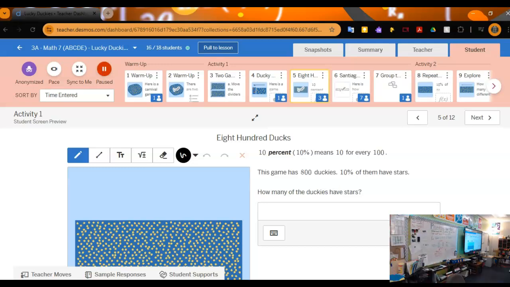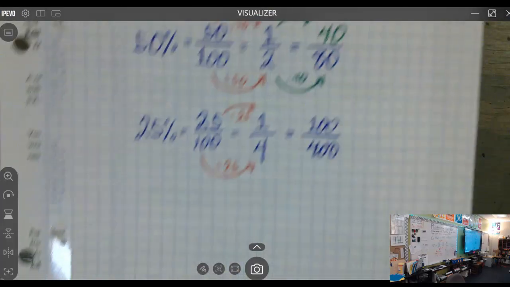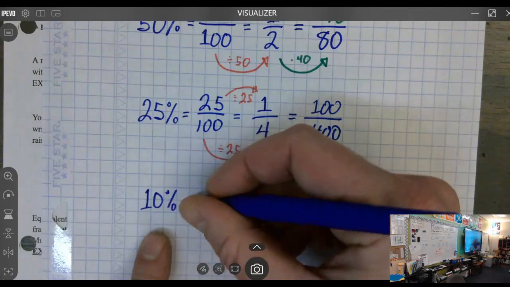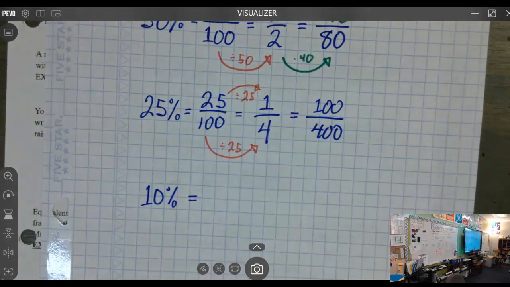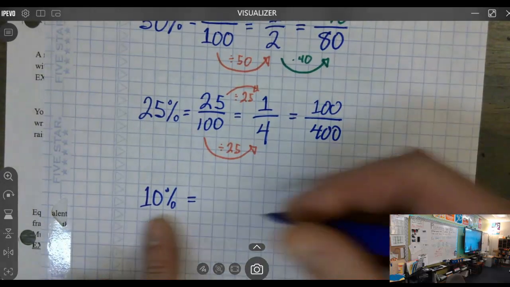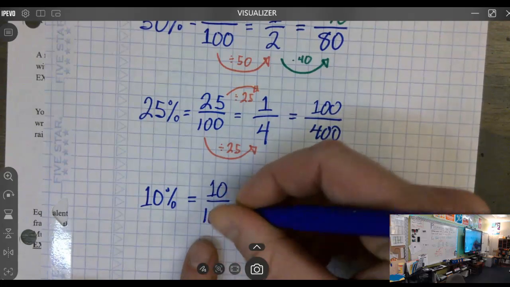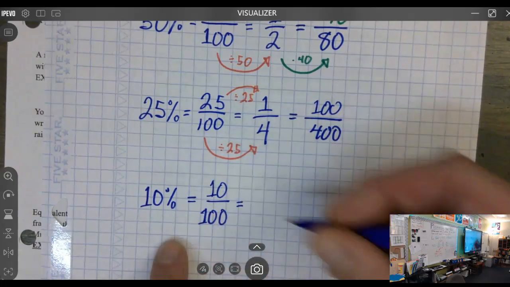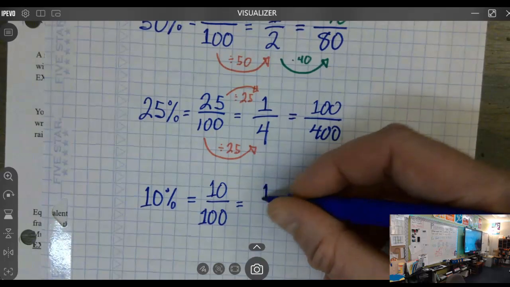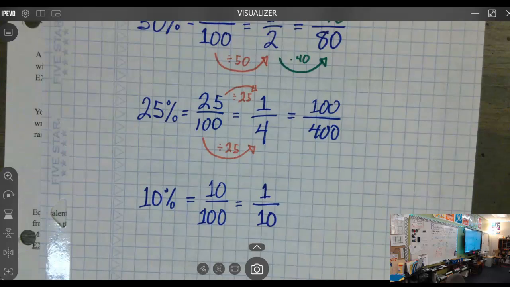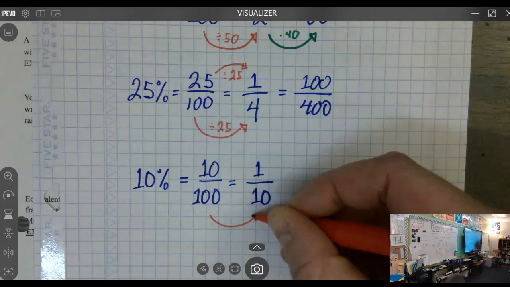So if you can get to 10%, what can you do with 10% to find 20%? Yeah, just double it, right? But 10%, what would its nickname be? Like that easier fraction, the reduced fraction? It's a tenth, right? So if you are asked to find 10%, it's really a tenth of something.